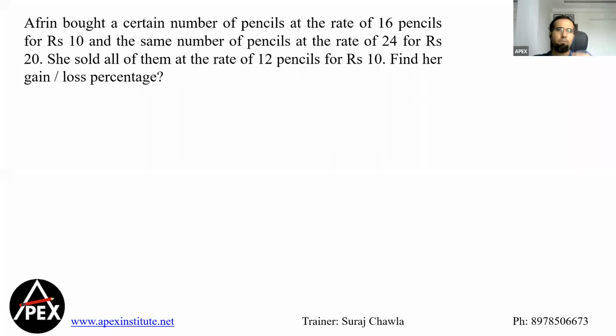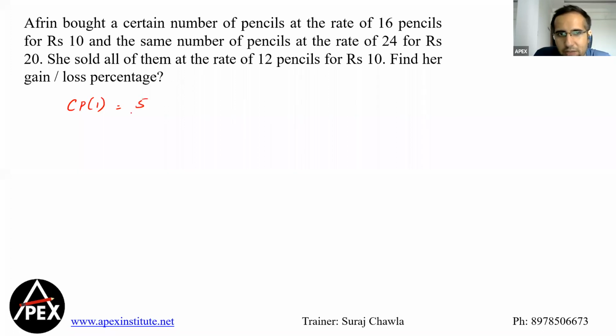Afrin bought a certain number of pencils at the rate of 16 pencils for rupees 10, and the same number of pencils at the rate of 24 for rupees 20. Same number. Now understand here. I do not know how many pencils she bought and how many pencils she sold. So if I go with CP of one pencil of this lot, then that becomes how much, guys?